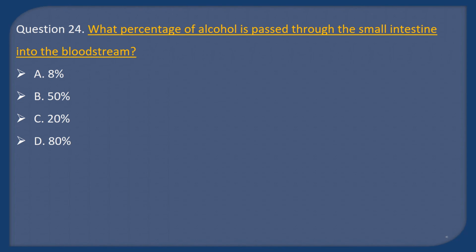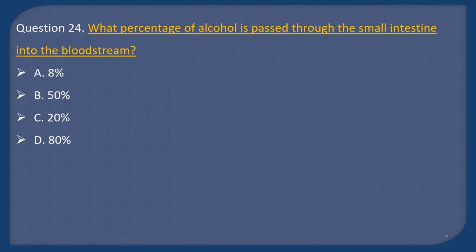Question 24. What percentage of alcohol is passed through the small intestine into the bloodstream? A. 8%. B. 50%. C. 20%. D. 80%.